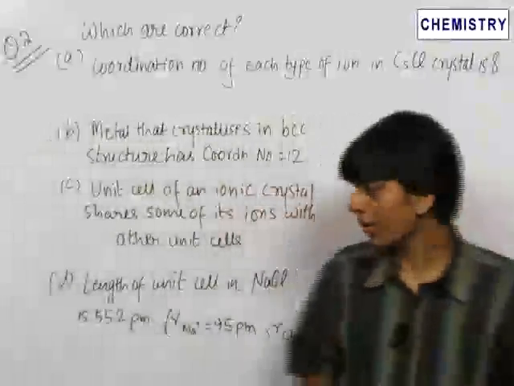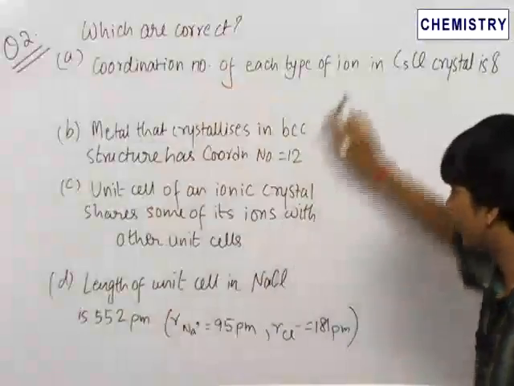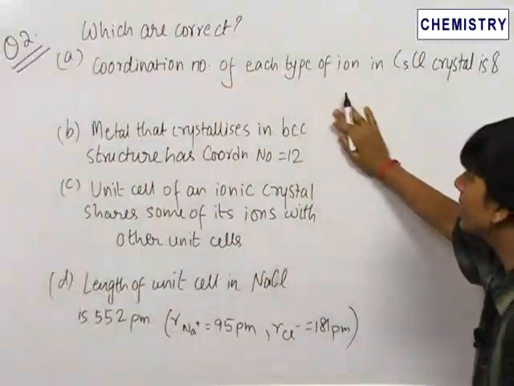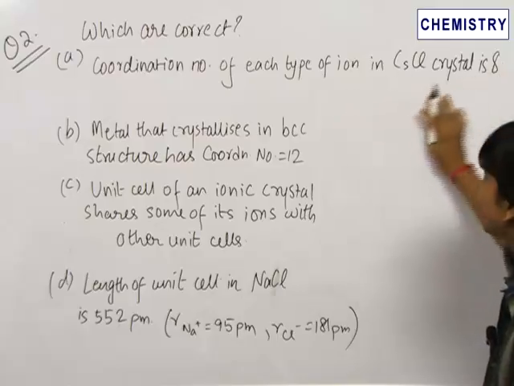The second question that we have appeared in JEE some time back. They always try to test a lot of things in a single question, so they have put in 4 options. The first part is the coordination number of each type of ion in CsCl crystal is 8.